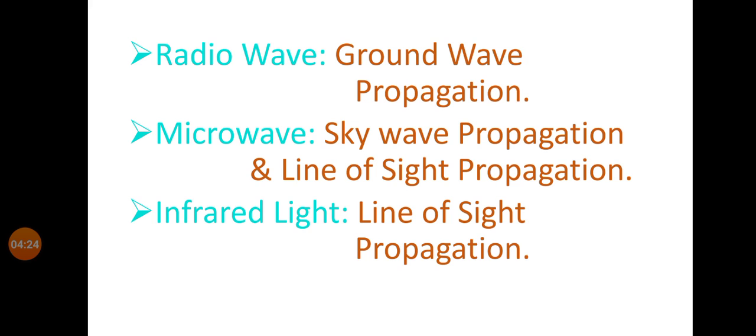So now we move to the first one, that is ground wave propagation. Here in ground wave propagation, the wave propagates through the Earth's atmosphere, and that is why it is called ground wave propagation, and it is used for transmitting low frequency. It is used to transmit low frequency signals. In this propagation, the signal wave is always parallel to the ground.